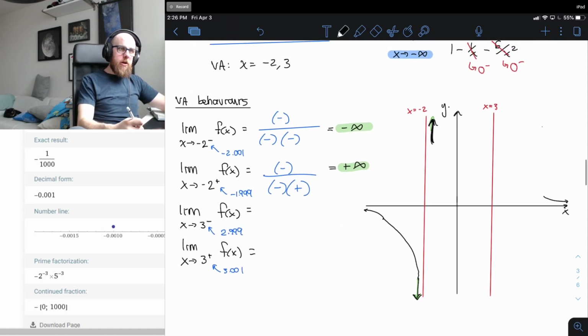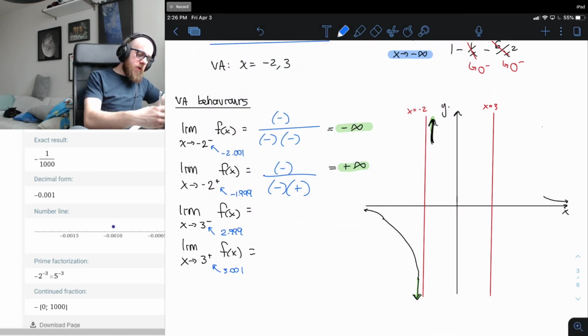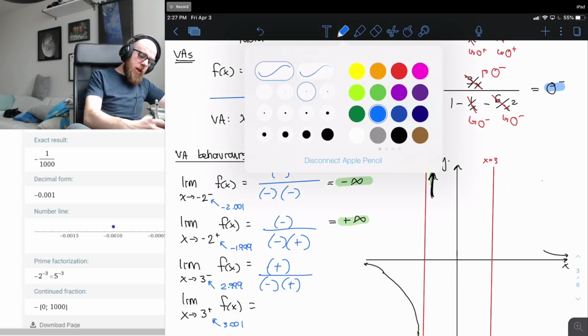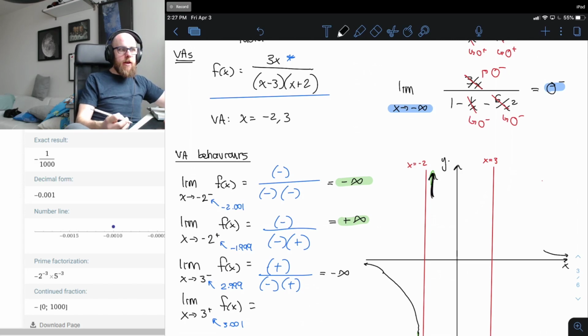Now let's figure out what's going on near the other vertical asymptote, okay? So near +3. Again, I'm going to play the same game. I'm going to imagine putting 2.999 into our function here. So 3 times 2.999 is going to be a positive number. 2.999 minus 3 will actually be slightly negative. Then 2.999 plus 2 is going to be positive. So I have a positive divided by a negative times a positive. That whole thing is going to be negative. So negative infinity is what I get for that first behavior there.